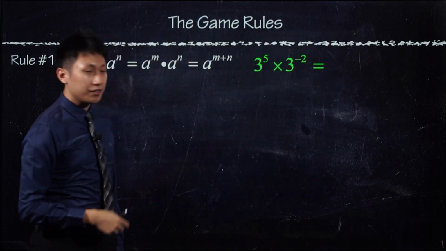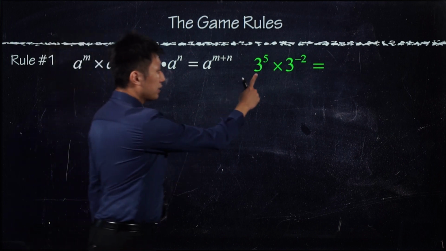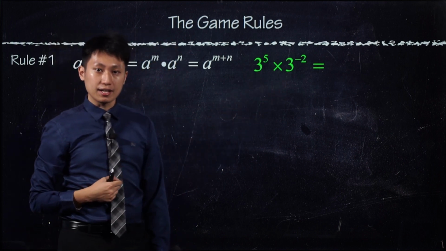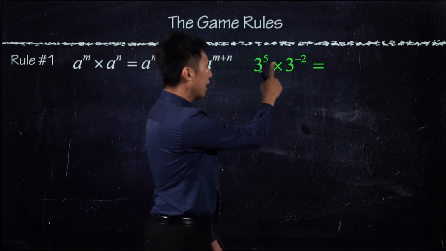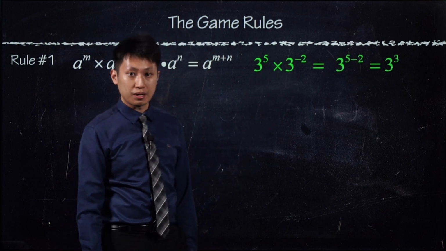So 3 to the power 5 times 3 to the power -2. What do you do? Same base 3, then you add up the powers. So 5 plus -2 gives you 3. So the answer is 3 to the power 3.